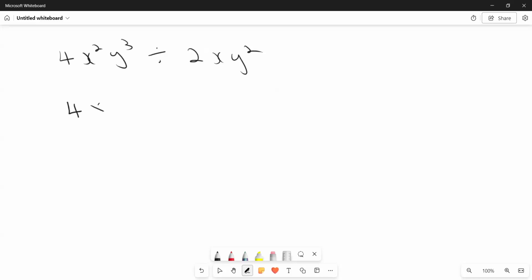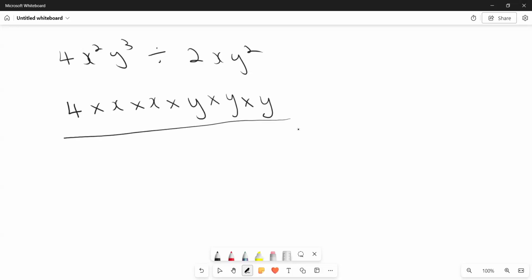4 multiplied by x multiplied by x. That's what x squared is. X squared means x multiplied by x. Multiply y cubed is y multiplied by y multiplied by y. All over 2, that's this 2 here, multiplied by x multiplied by y multiplied by y. Y by y is this y squared. And now we can cancel as much as we could.